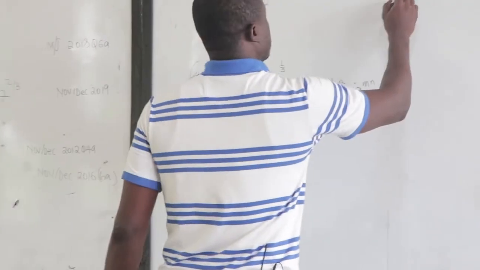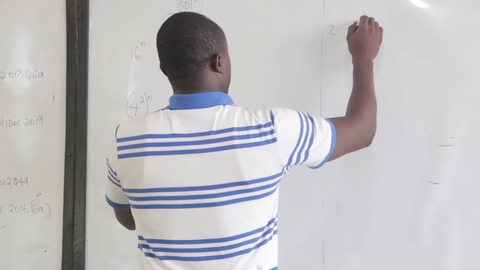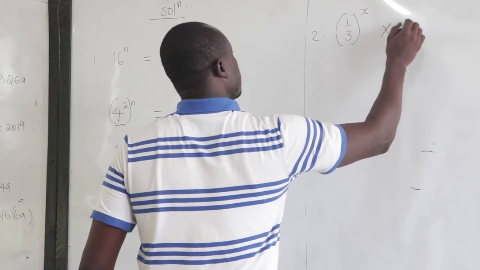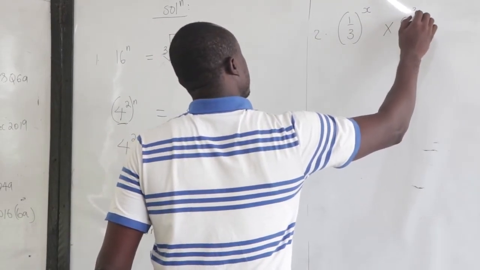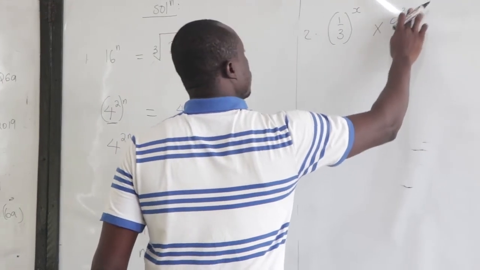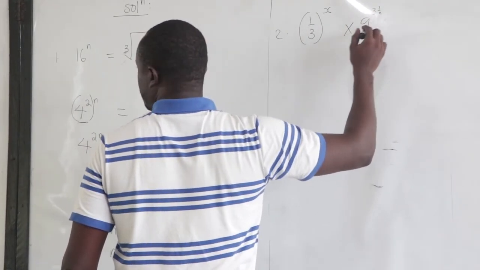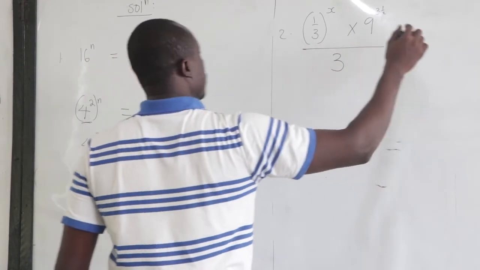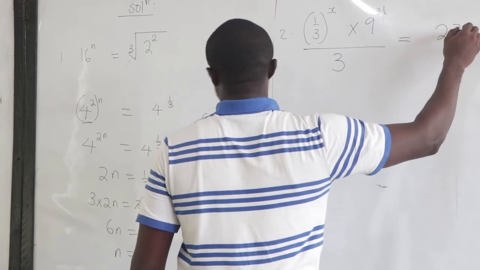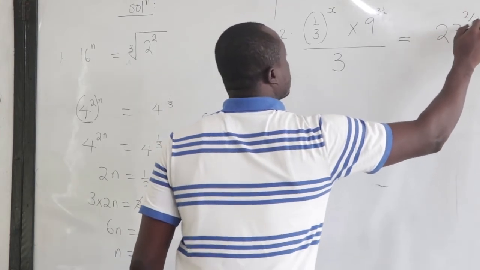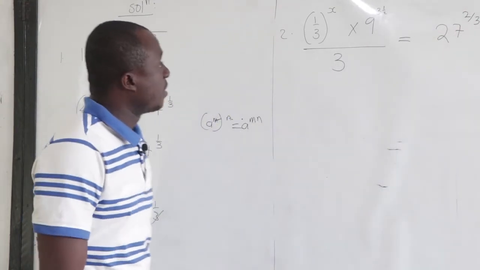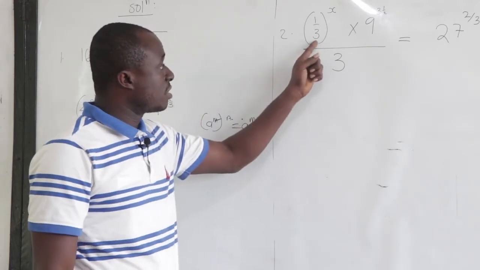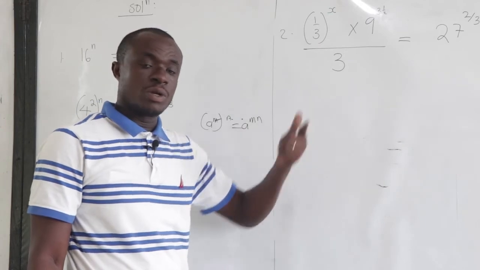Now let's see the second one. We have 1 over 3 to the power x times 9 to the power 3 over 2, all over 3, equal to 27 to the power 2 over 3. Now here we can make all the bases the same. How can you change this? We know a to the power negative n is the same as 1 over a to the power n.